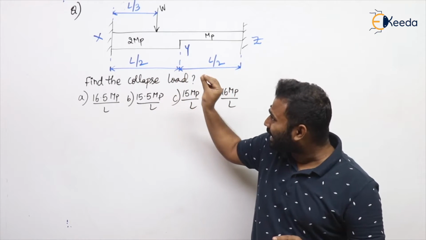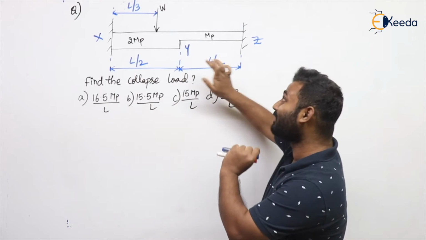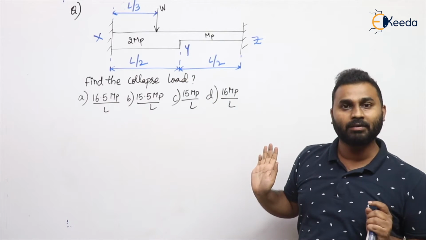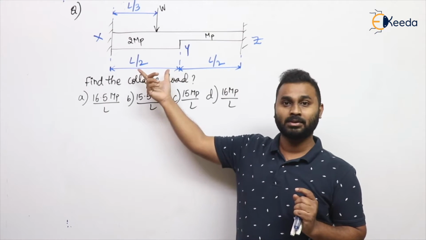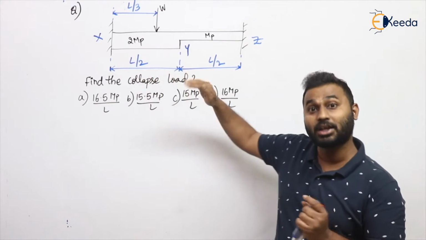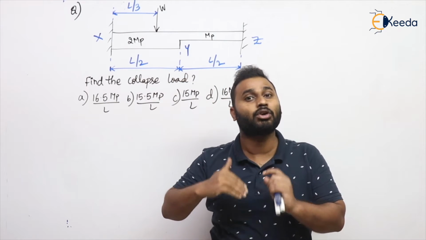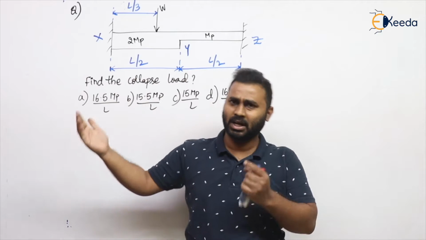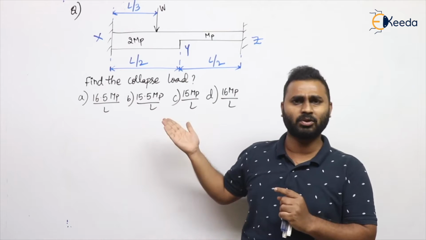Now, for calculating collapse load for this type of model, first we need to observe the given diagram clearly. What we have to observe in the given diagram? The spans, the length of the spans, where the cross section is changing and where the load is acting. These are the things we first need to observe. After that, we have to proceed. Regular procedure, whatever we have discussed in our theoretical part and previous questions, the same procedure here also.